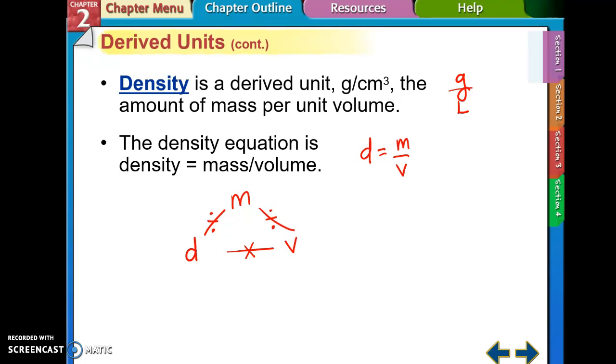I personally find it a lot easier to solve for the unknown. I know some of you really like to cross multiply and divide. If you like to cross multiply and divide, another way that you can think of this equation is D, density, divided by 1, equals mass divided by volume. Then you just plug your numbers in and solve for your unknown. So use any of these equations that I've written here, however it makes it easiest for you.